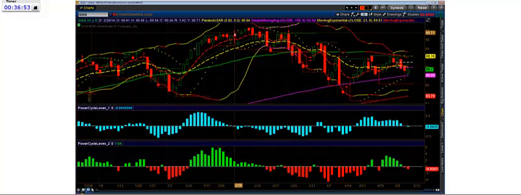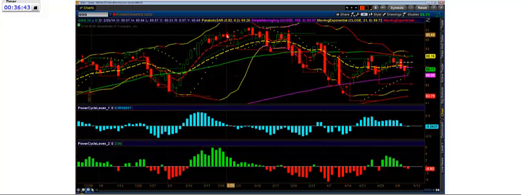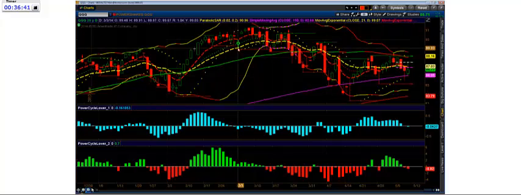Then we come up here and look what happens. As soon as we get up here, what happens down here? My cycle indicators say it's run out of juice, run out of energy. So we had a great burst of energy up here. Now it's running out of energy, breaks to the 21, pulls back up. You know, this is tough trading, it's chop, chop, chop.